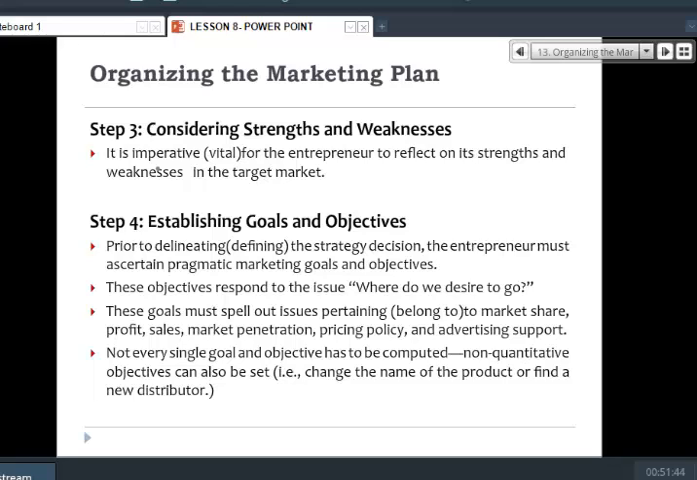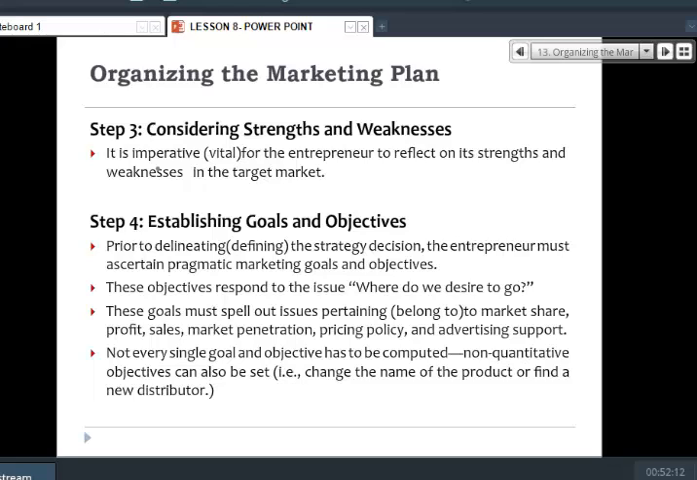Establish the goals and objectives. Prior to defining the strategy decision, the entrepreneur here must ascertain pragmatic marketing goals and objectives. These objectives respond to the issue: where do we desire to go? These goals must spell out the issues that belong to market share, profit, sales, and market penetration.